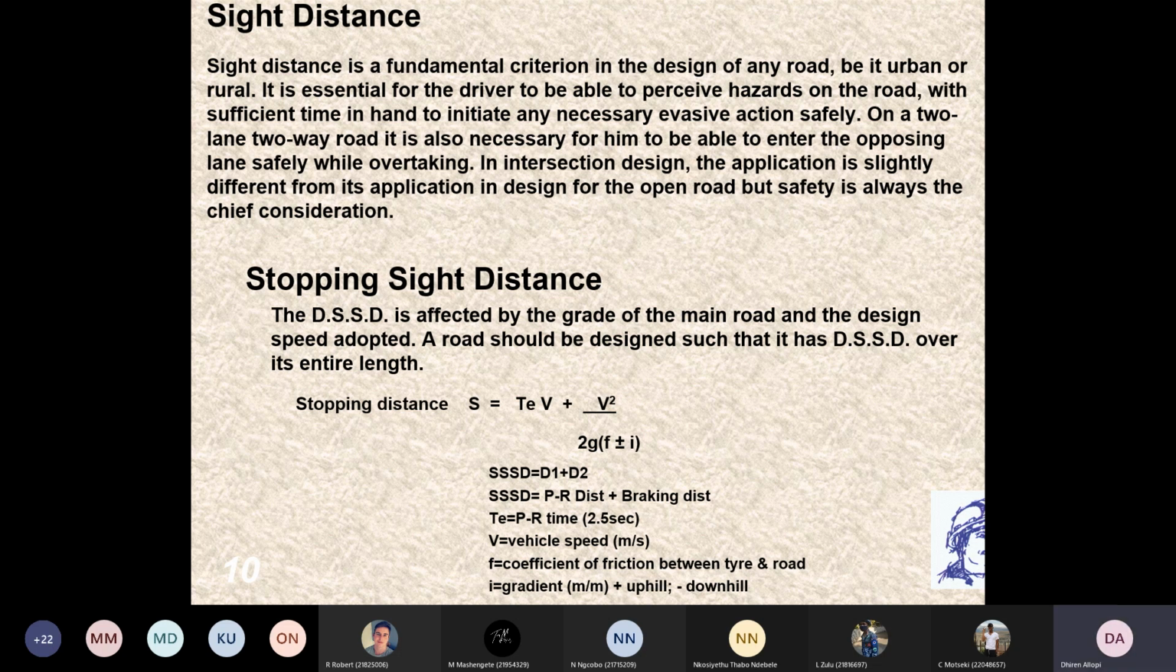The other factor to consider with your gradient: the road could be level, so your gradient is then 0, or it could be uphill, so uphill you add I, plus I. If it's downhill, then you subtract I. Obviously downhill you would expect a higher safe stopping sight distance. By subtracting I, your denominator is reduced, hence giving you a larger braking distance. So the overall safe stopping sight distance will be greater.